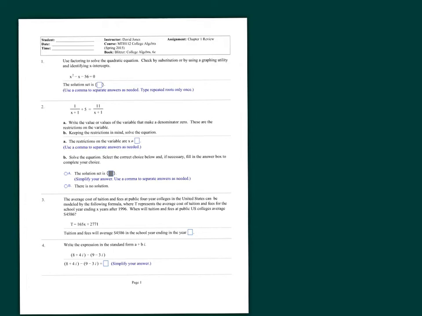Okay, number 1, use factoring to solve the quadratic equation. Check by substitution or by using a graphing utility and identifying x-intercepts. So we've got, and I'll write this on the side, x squared minus x minus 56 equals 0.